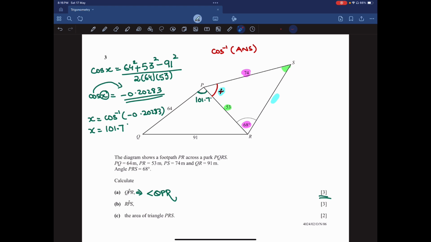So what are we going to do? First, we're going to use the sine rule to find the angle S. Once we have angle S, we will have two angles in a triangle, so we can find the third angle. Okay, so that is the route that we are going to follow.